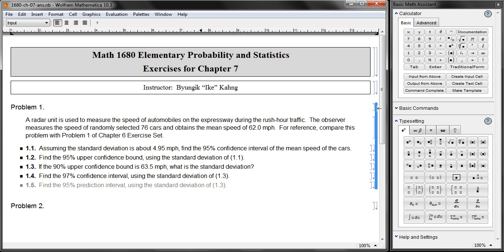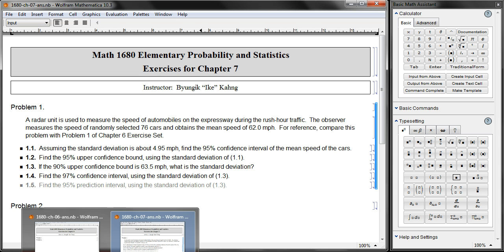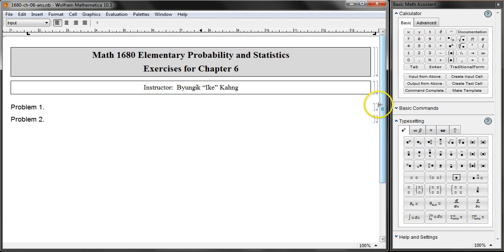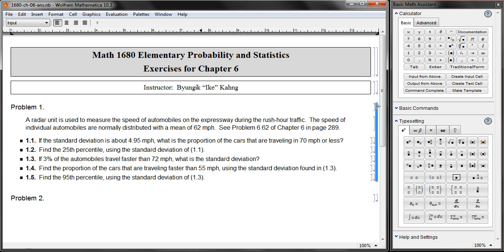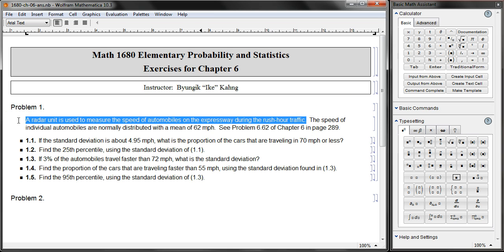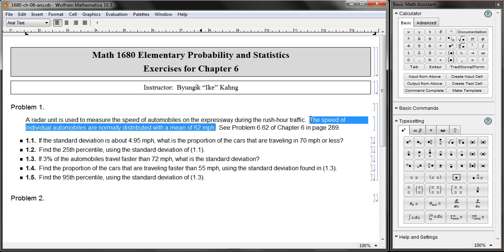Or have you seen something similar? I hope everybody recognizes this problem from the Chapter 6 exercise set. A radar unit is used to measure the speed of automobiles on the expressway during the rush hour traffic. Exactly the same as before. Now the second sentence differs a little bit. It consists of 3 conditions.